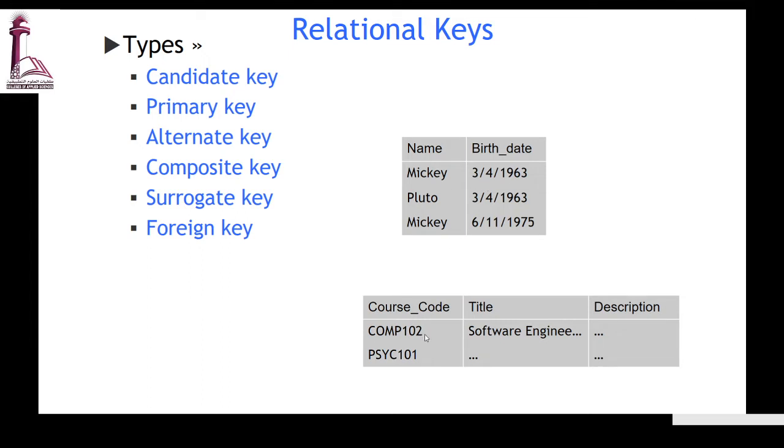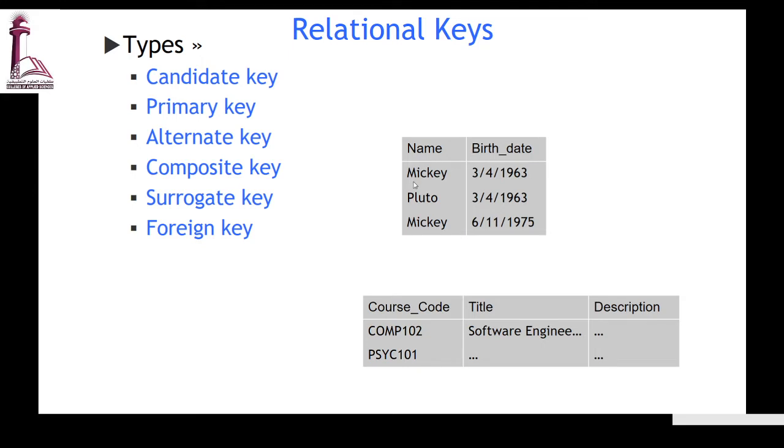But in the second table, course code is unique and not null. You have 2 different course codes, it is not empty and it is also unique. So you can consider this course code as a primary key. But in the first table, nothing can be considered as a primary key.